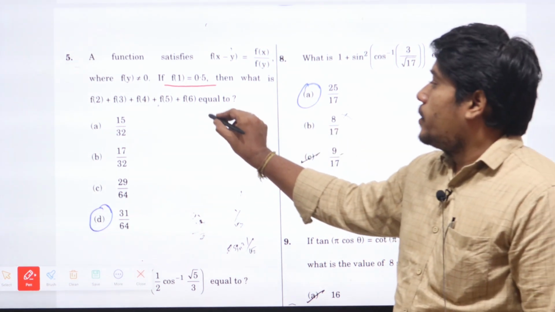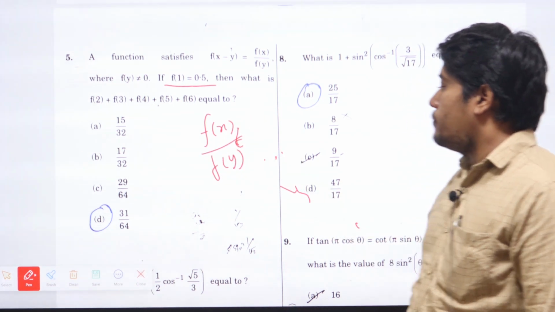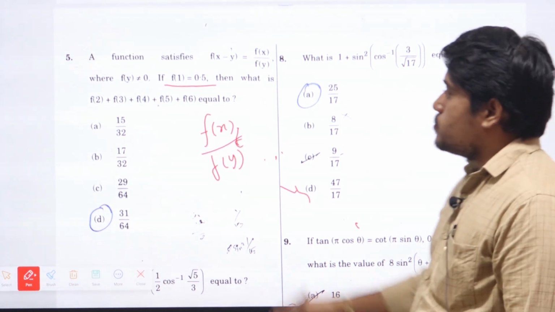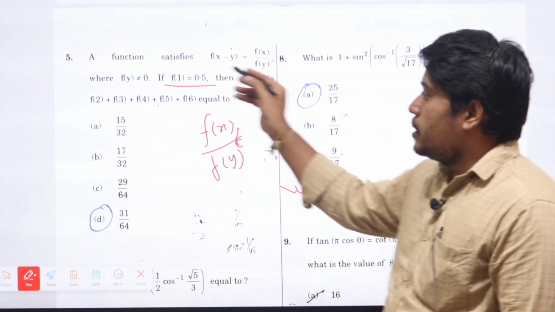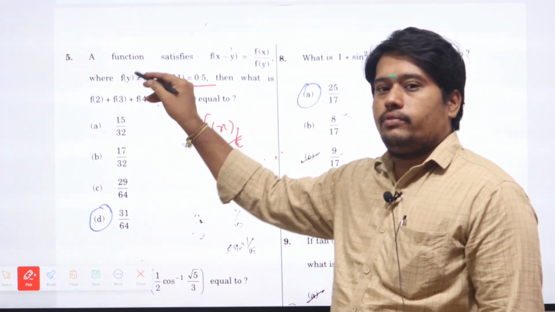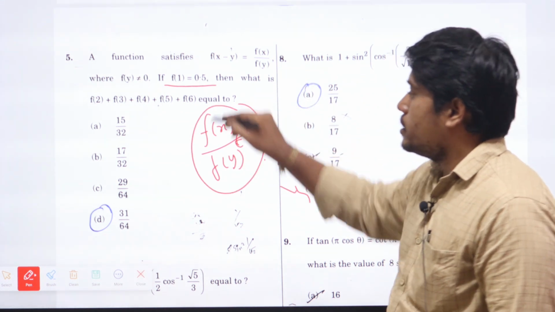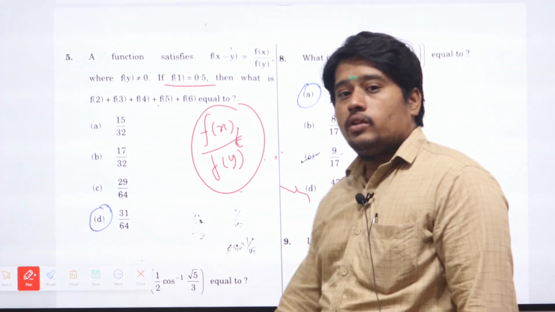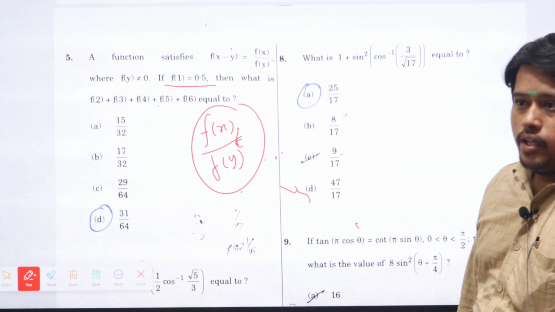So the function is defined in the form of division, f of x divided by f of y. Okay. So you have to substitute the value f of 1 equal to 0.5. Similarly, substitute to find f of 2, f of 3, f of 4, f of 5, f of 6 using the condition f of x divided by f of y. So we get 31 divided by 64. Option D is the correct answer.